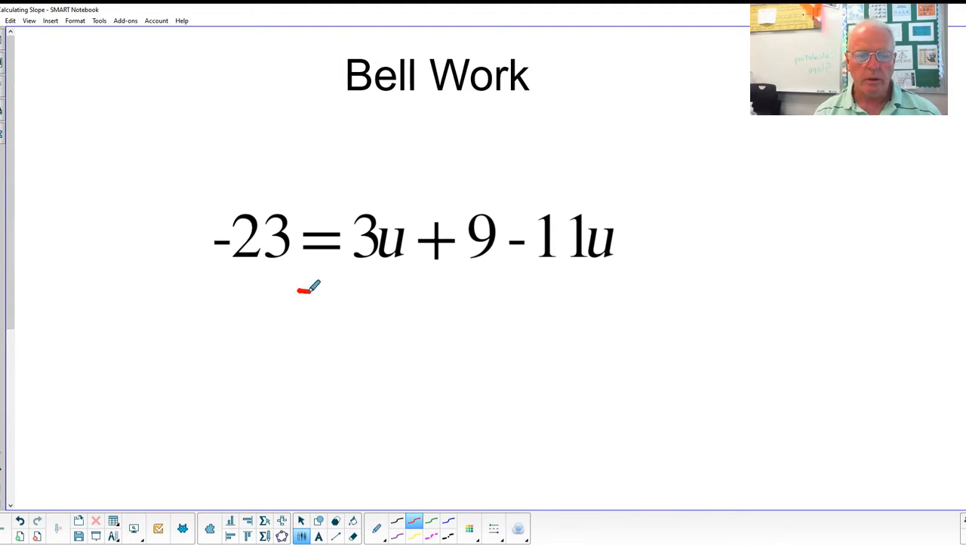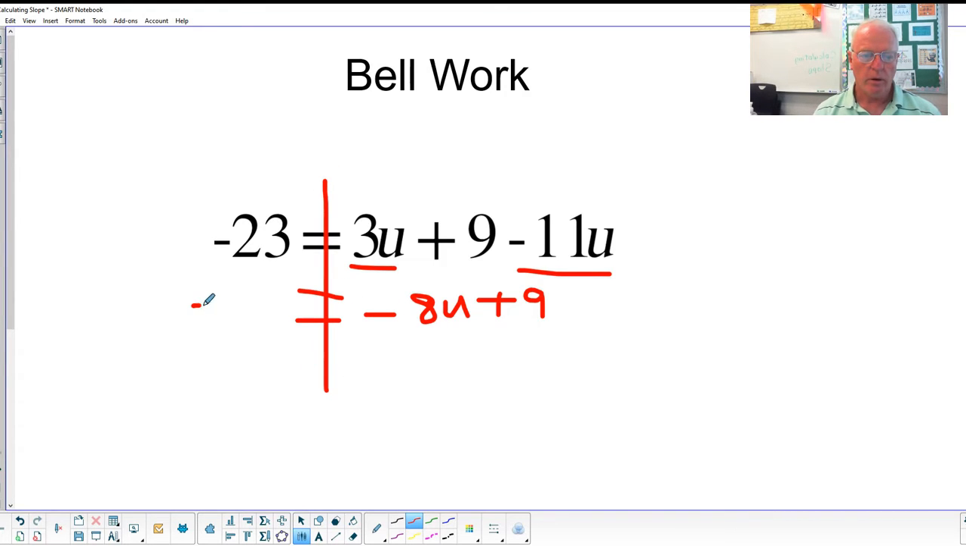So we're going to solve this equation. We're going to collect the like terms that are on the right side of the equation. So we'll have 3u minus 11u, which would give us a negative 8u plus 9. And all of that's going to equal negative 23 on the other side of the equal sign. We'll move the 9 across to be with the 23. Well, we're going to subtract 9 from both sides.